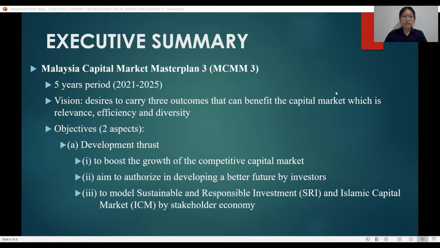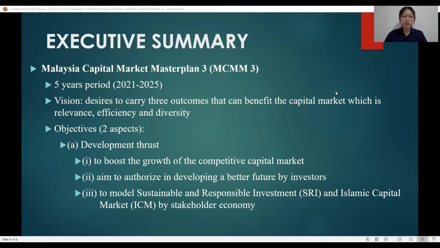For the third Malaysia Capital Market Master Plan, it takes a shorter time of a 5 year period from 2021 until 2025. It desires to carry 3 outcomes that can benefit the capital market, which are relevance, efficiency, and diversity. It has set up the objectives with 2 different class aspects, which are development class and regulatory class.